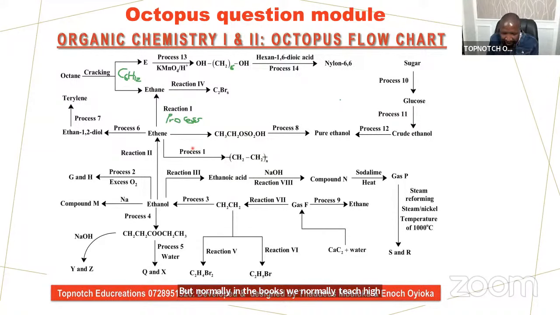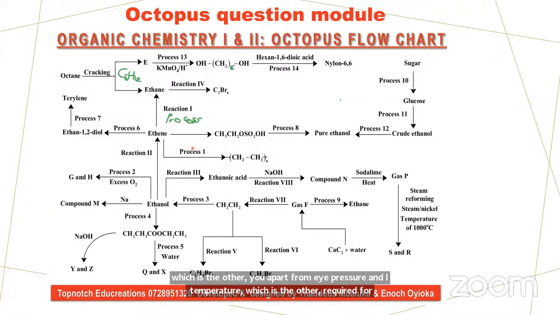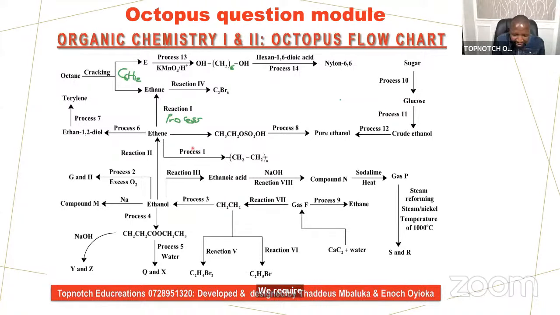But of course, nowadays with the way the exam is being set, you may find an examiner telling you, apart from high pressure and high temperature, which is the other condition required for polymerization? We require the other one, the Ziegler-Natta catalyst. Ziegler-Natta is written as Z-I-E.